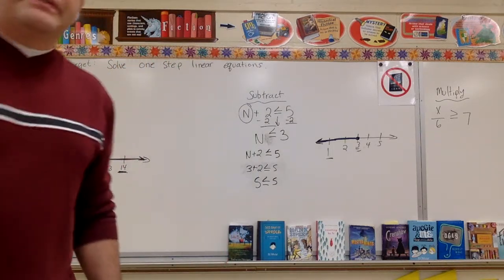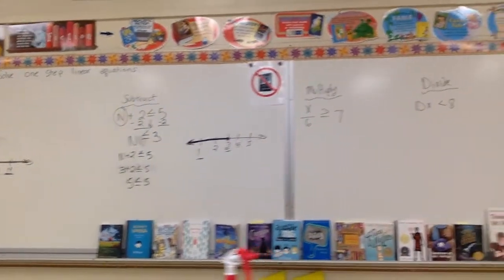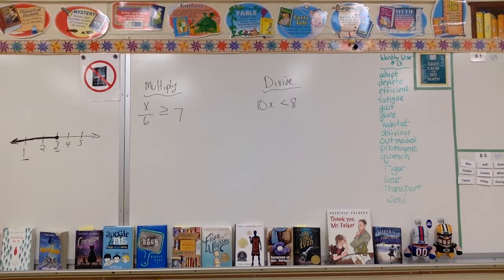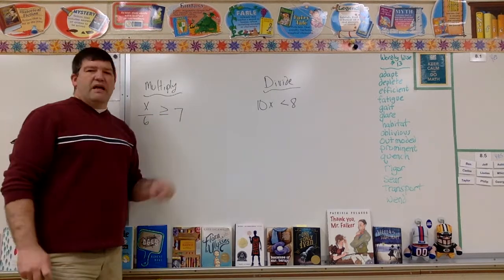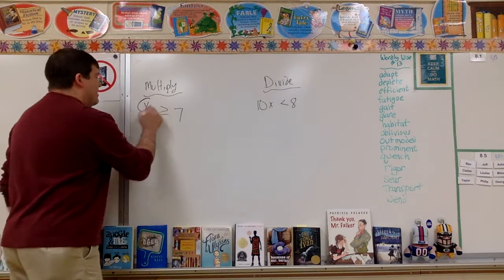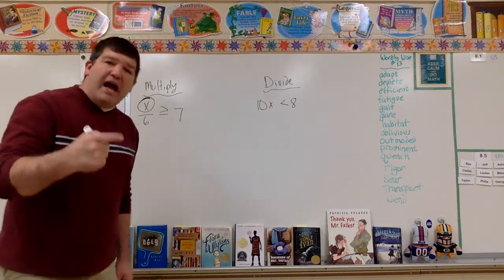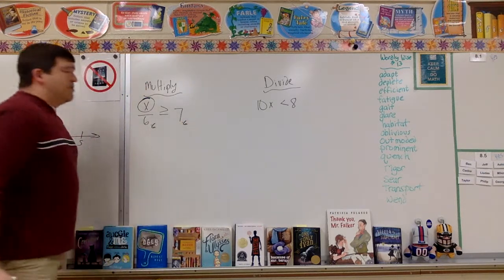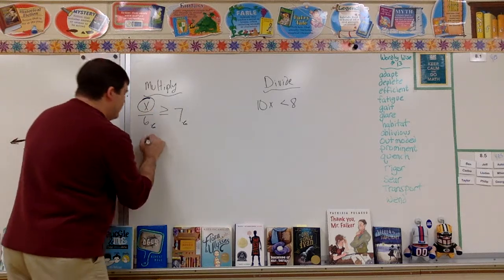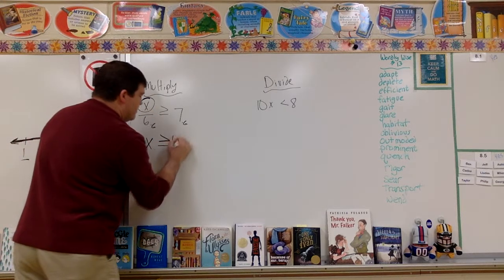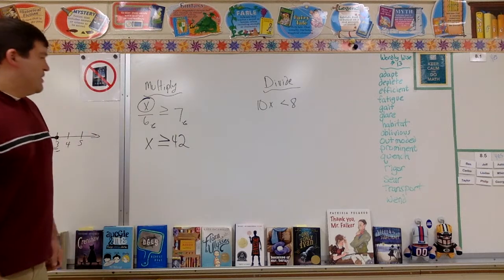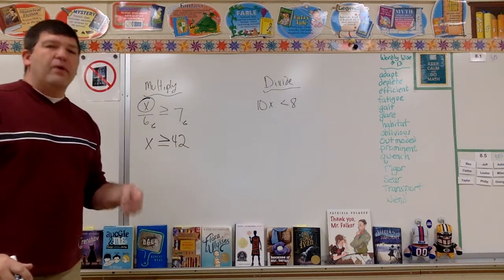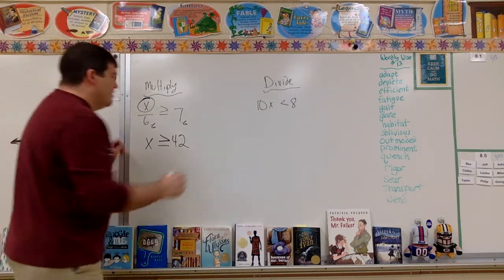Okay? All right, so that's adding and subtracting. Let's do it with multiplying and dividing. So I have x divided by 6 is greater than or equal to 7. Now, I want to solve for x. What's happening to x? It's being divided by 6, so I multiply each side by 6. This gives me x greater than or equal to 42. So I'm thinking x equals something that's greater than or equal to 42. Let's graph it.